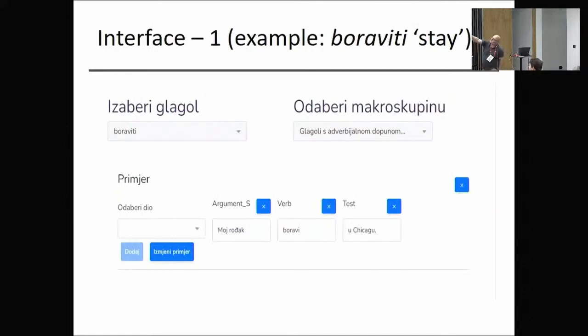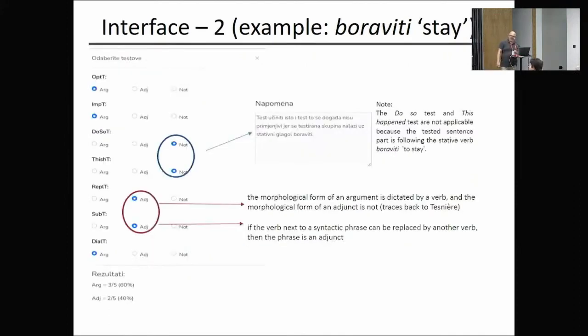So we have this: Izaberi glagol, choose verb, because they are predefined. Then you choose the verb, this is boraviti, to stay. This is the macro group adverbial with place. My cousin stays in Chicago is the sentence. And we have seen this last part is the test. This in Chicago, u Chicagu, we are testing: is it an argument or an adjunct?